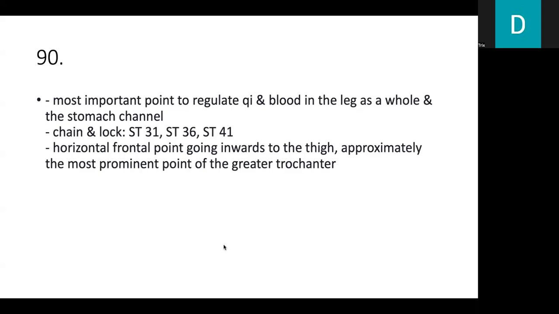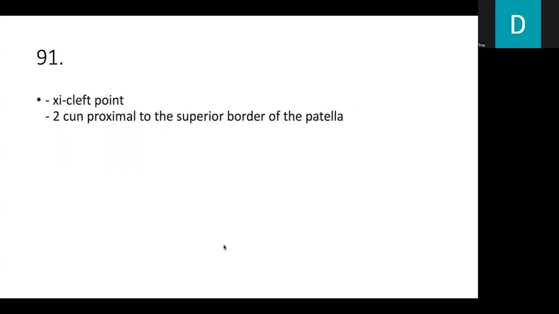Most important point to regulate chi and blood in the leg as a whole and the stomach channel. This is called the chain and lock, stomach 31, 36, 41. Horizontal frontal point going inwards to the thigh, approximately the most prominent point of the greater trochanter. Stomach 31, especially for hip joint, hip pain. Cleft point of the stomach meridian, 2 tsun proximal to the superior border of the patella.